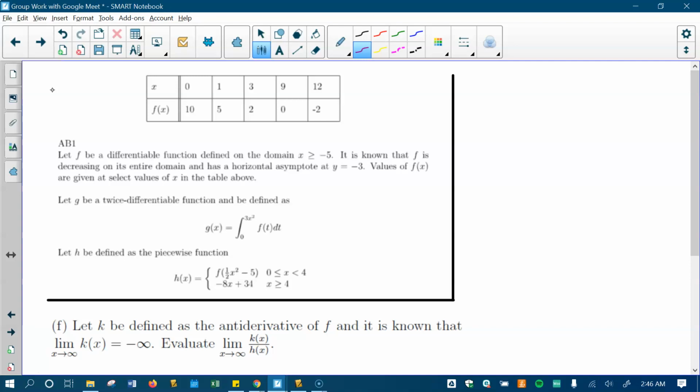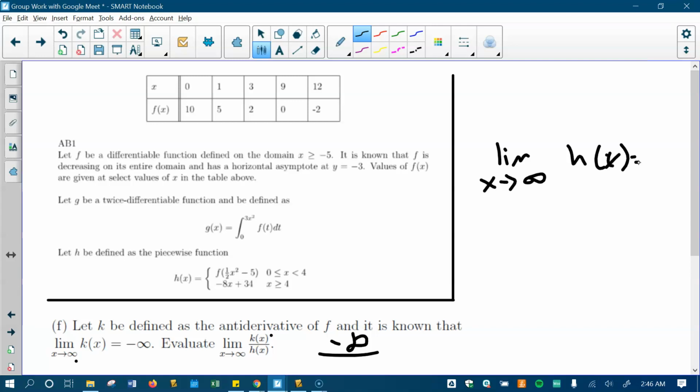And finally, for this first part, we're going to let k be defined as the antiderivative of f, and it's known that, okay. So let's see what we got here. Let's go ahead and evaluate infinity right away. We can see from the first part that if we plug in infinity, we get negative infinity on top. If we plug in infinity on the bottom, so let's see what the limit as x approaches infinity of h of x is.